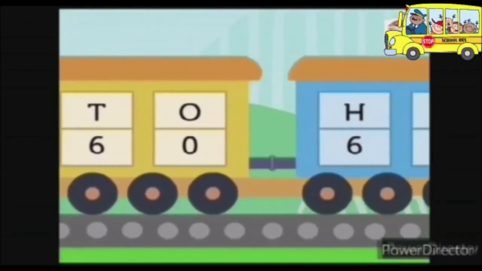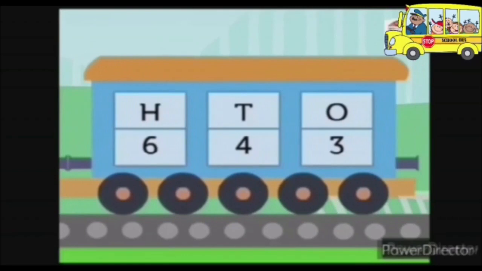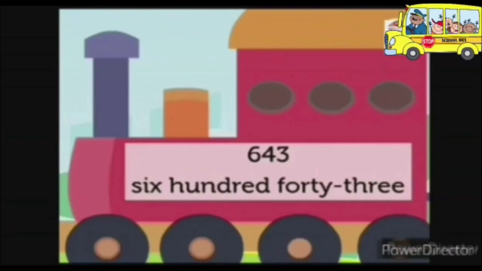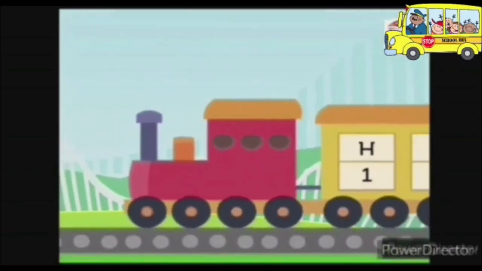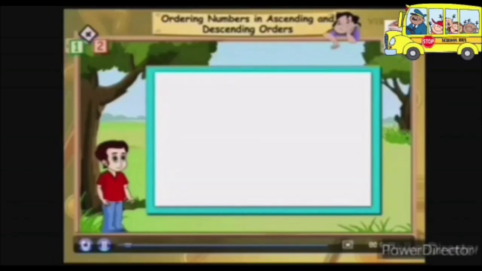Now look at another example. The 3-digit number 643. So the number name for 643 is 643. The next topic we will see is ordering numbers in ascending and descending orders.